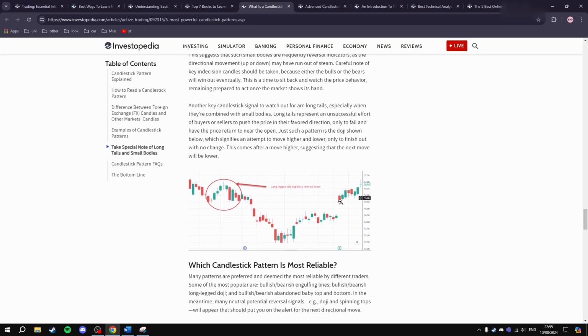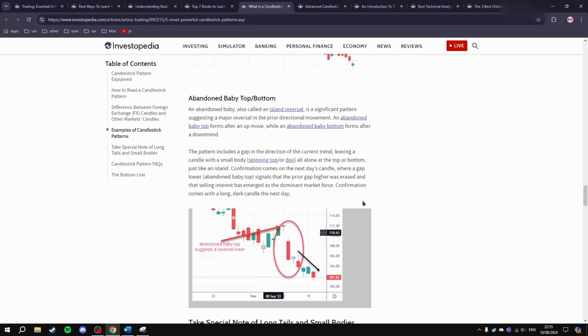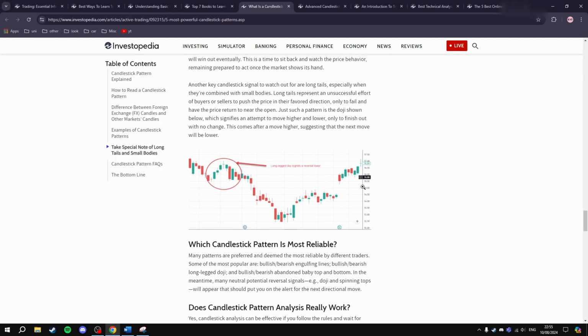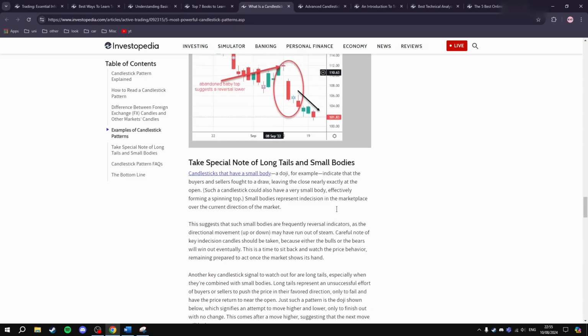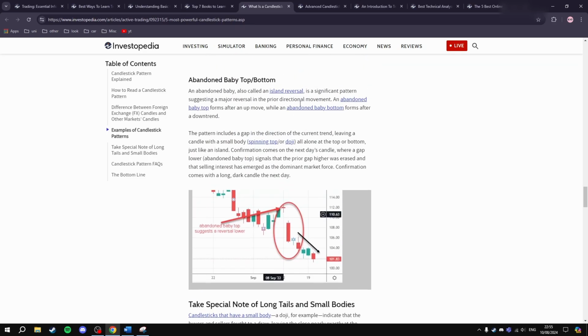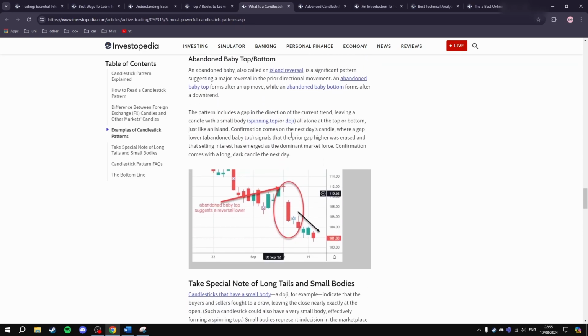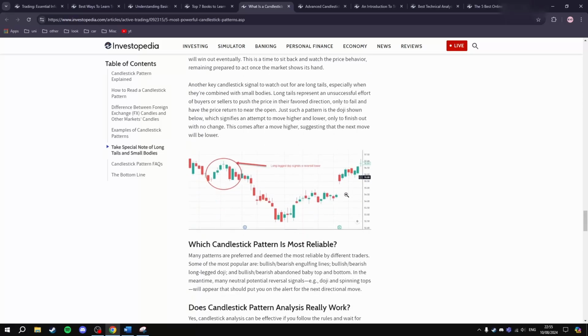You can see a little gap. Abandoned baby top or bottom. In this case, this is going to be an abandoned baby bottom. It forms after a downtrend. So this is the overall downtrend over here, and then it's reversing into an uptrend. You can see another doji here.